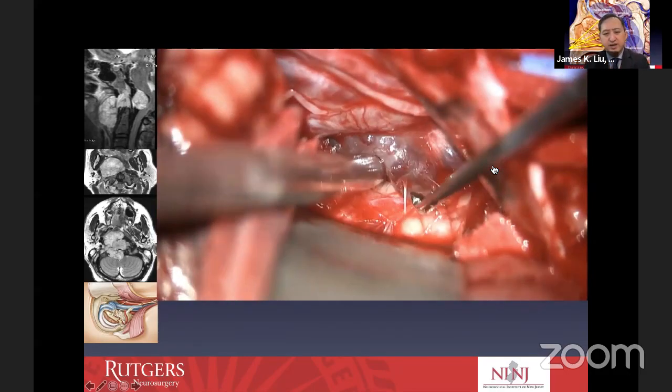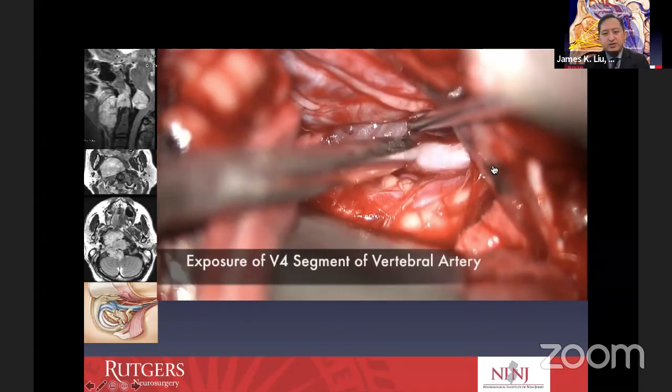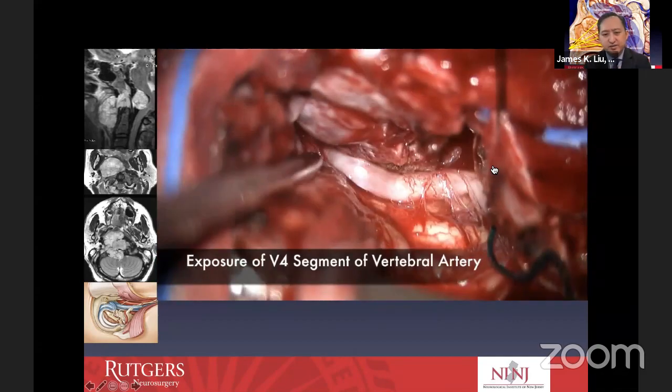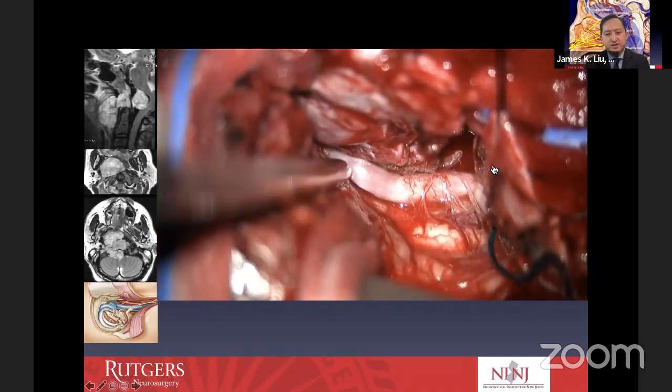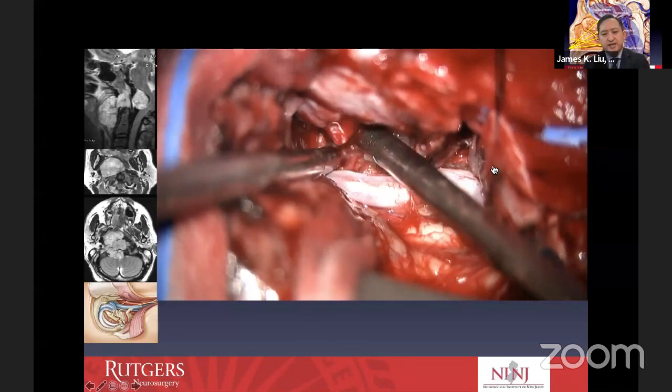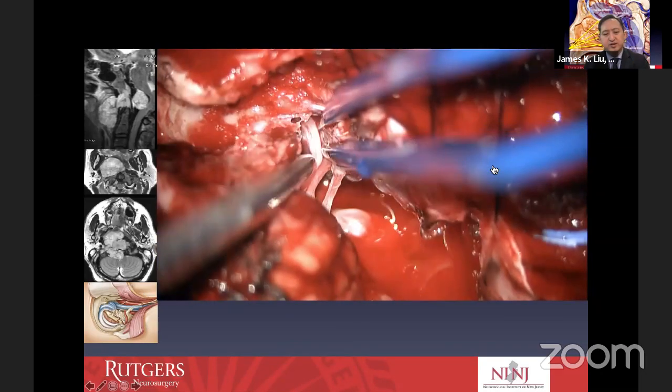Now we'll go ahead and go intradurally. And here's the tumor being dissected off of the vertebral artery. Here's the ipsilateral V4 segment. We'll protect the vertebral artery and dissect the tumor.